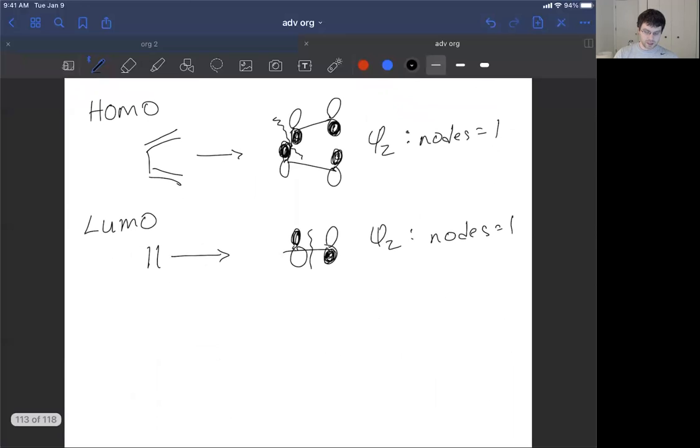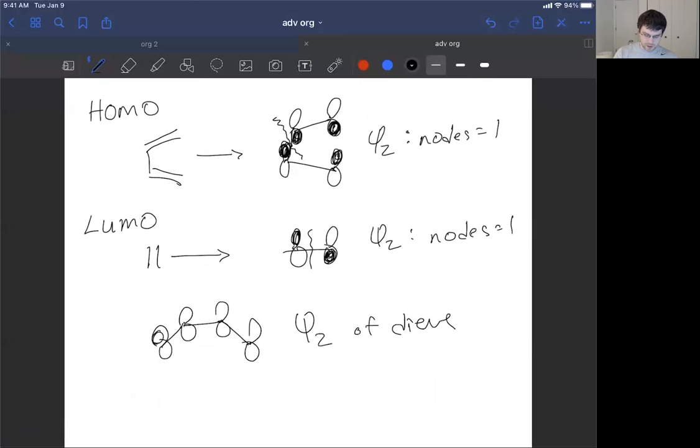Now in particular, what we could do is consider psi 2 of the diene. That's going to have 4 p orbitals. We could go shading this way and shading down this way. Remember, the choice of shading is arbitrary, just as long as one side is positive and one side is negative. In this case, we have one node slicing right through the middle of the molecule. Now, what we could do is write psi 2 of the dienophile.